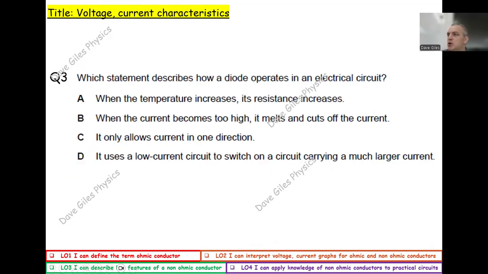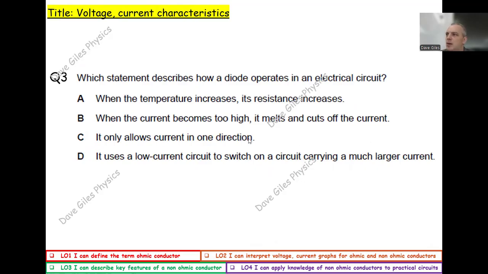Question 3. Which statement describes how a diode operates in an electric circuit? So let's go through them. When the temperature increases, its resistance increases. That isn't true. The diode doesn't have a variable resistance in that kind of way. It's just that in the reverse bias, the resistance is almost infinite.